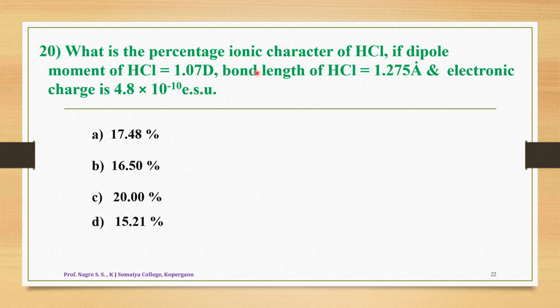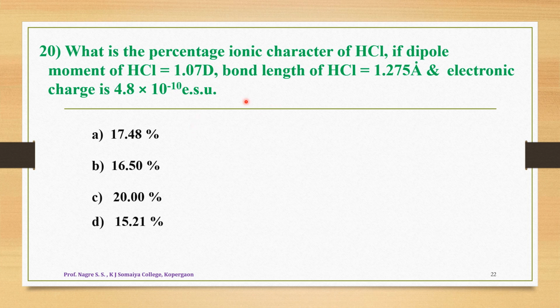So this numerical solution is in two steps. In the first step, we have to calculate the mu ionic by using the dipole moment of HCl and the electronic charge, by the equation mu is equal to Q into L. After that, the percentage of ionic character is equal to the ratio of mu ionic to that of mu observed, multiplied by 100.